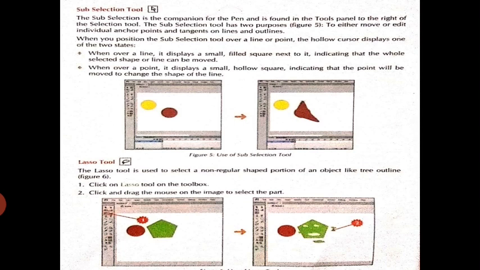Okay, then the lasso tool. The lasso tool is used to select a non-regular shaped portion of an object, like a tree outline. So with the lasso tool we can make an irregular selection, means no measurement of the selection, any kind of selection we can give with the lasso tool.